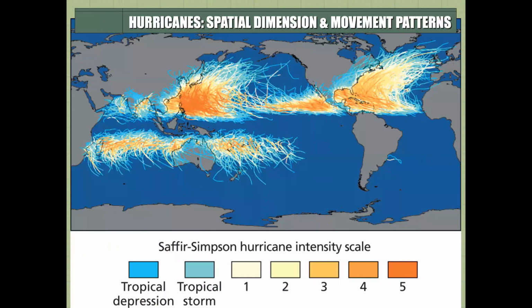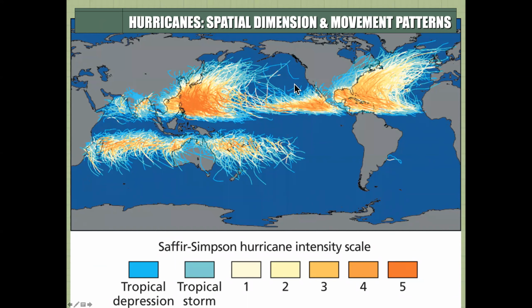Okay, so this is an example, an image here. It's showing you where you do tend to find hurricanes forming. Notice none at the equator. Look, none. None where there's cold water.